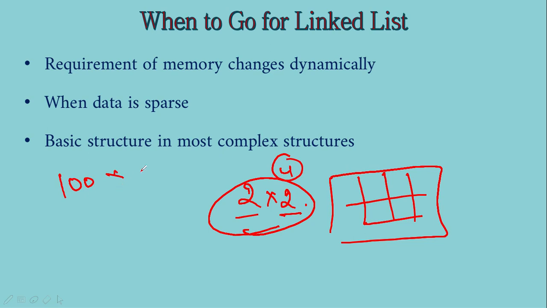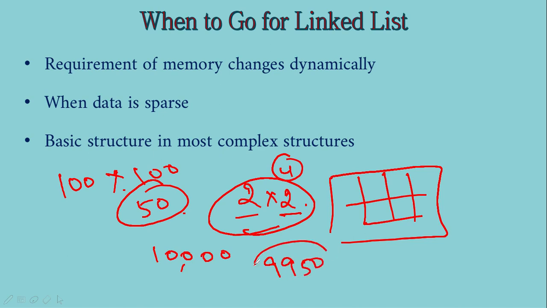Suppose I have a 100 cross 100 matrix, and out of this 100 cross 100 matrix, only 50 are non-zero. So look at the elements. When it is 100 cross 100, there are 10,000 elements. Out of 10,000 elements, 9,950 are zeros, and only 50 elements are non-zeros. In that case, if we go for a structure like an array, we have to allocate a lot of memory. But if I go for linked list, it's going to be less.